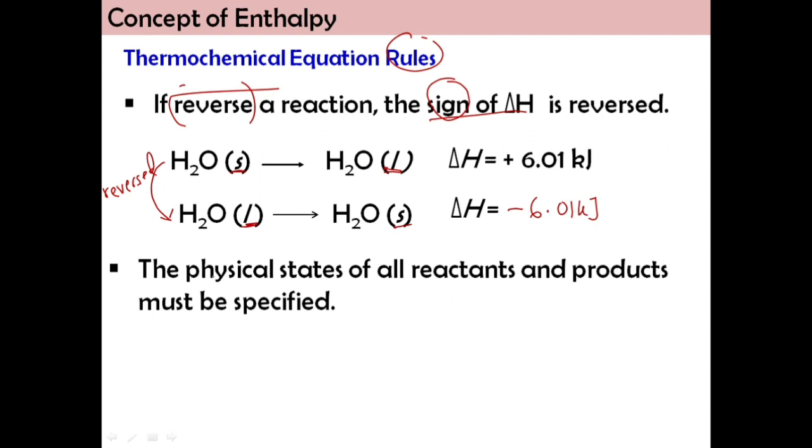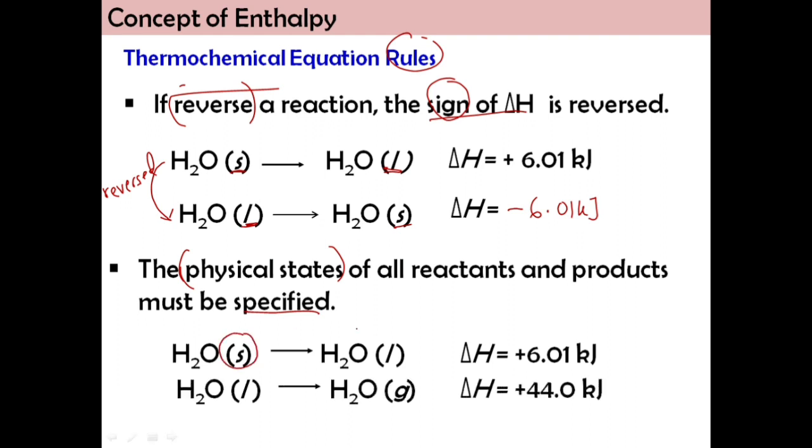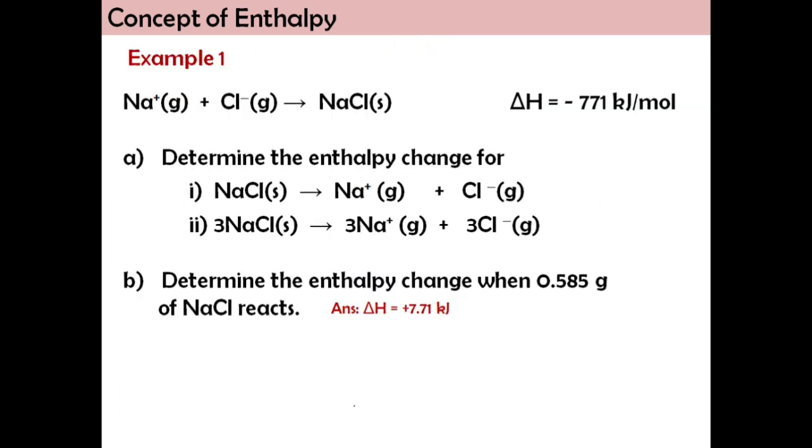And the last rules, the physical states. Okay, maksudnya fasa, the phase must be specified. So, untuk chapter 2, kesemua phase is insisted. Means you have to include the phase in the equation. Kalau tak ada phase, salah. Okay, so tengok ni, mesti ada fasa. Okay, so that's for thermochemical equation rules. So, we move to the example 1.